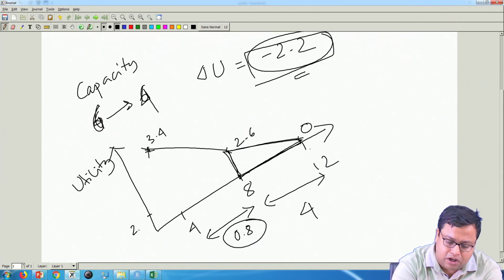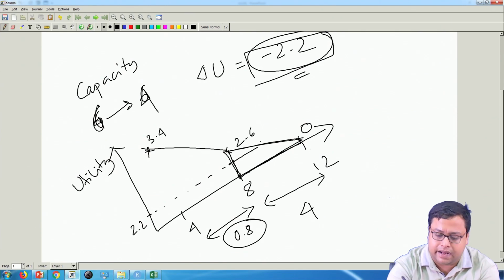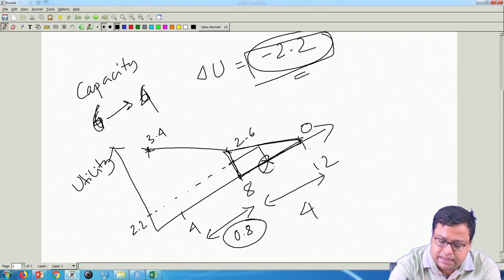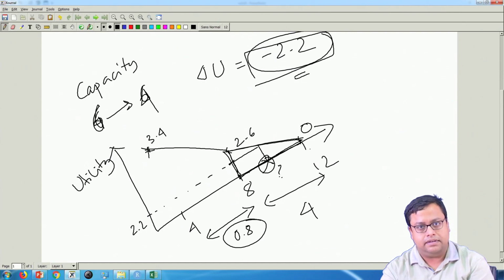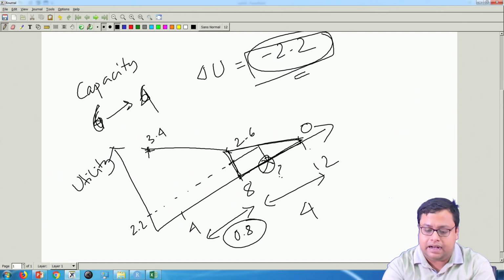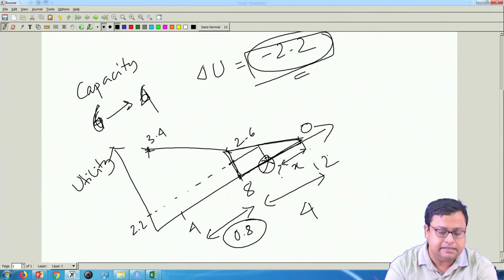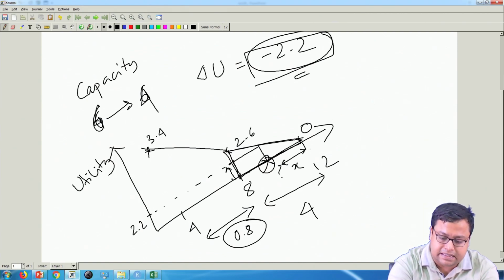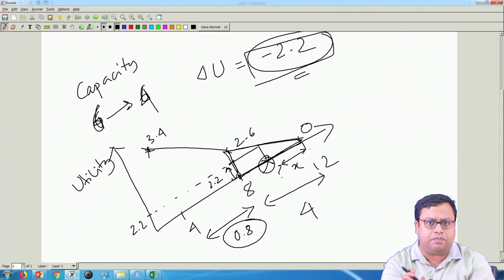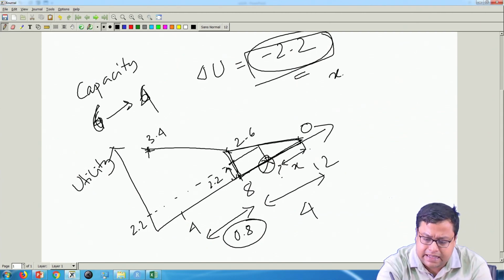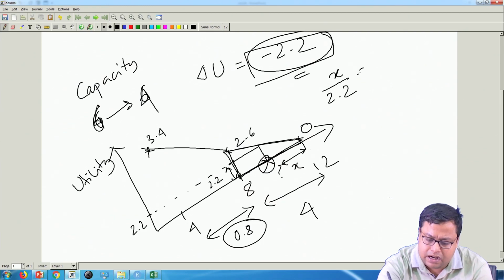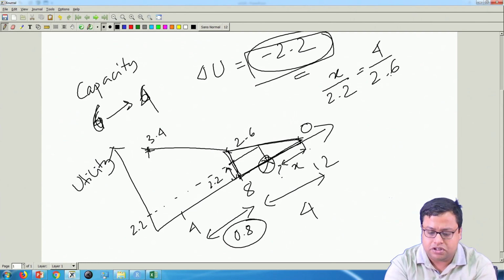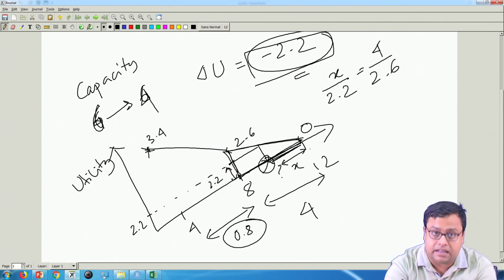So, let us say this is 2.2, correspondingly this is the point, and if you draw a straight line, you try to find out what is this score. How will I find that out? Let us say this distance is x. This distance is 2.2. Can you check carefully? Can I write x by 2.2 is equal to 4 by 2.6? So, this much divided by this much.